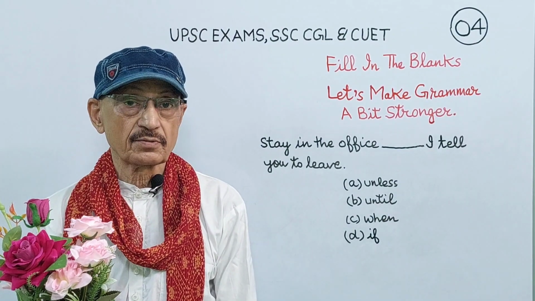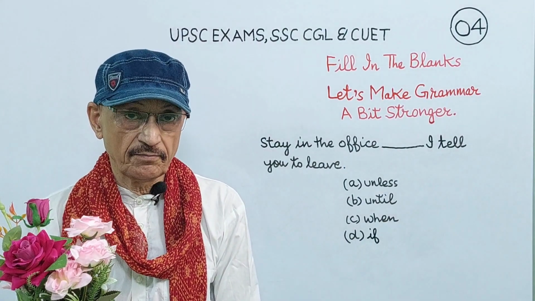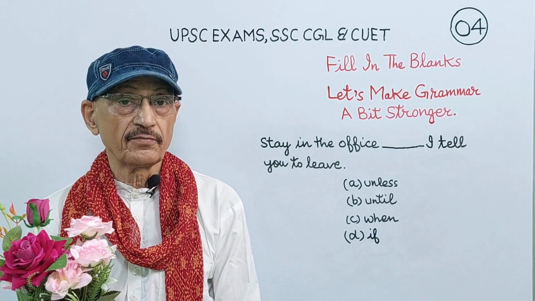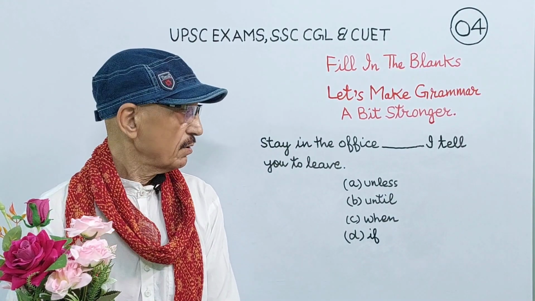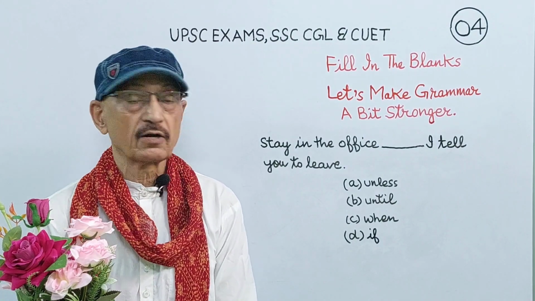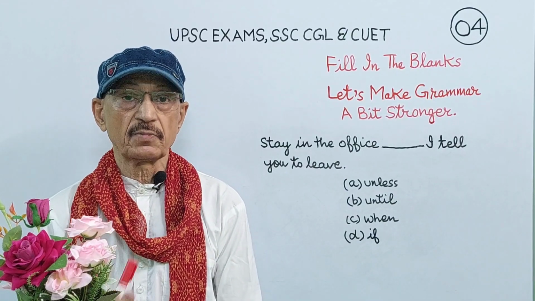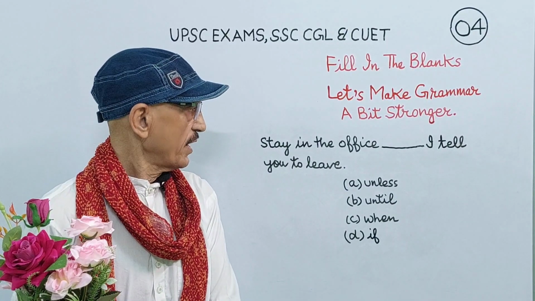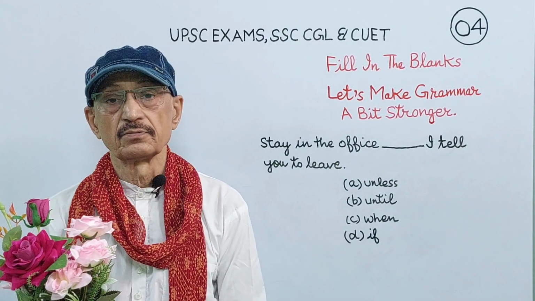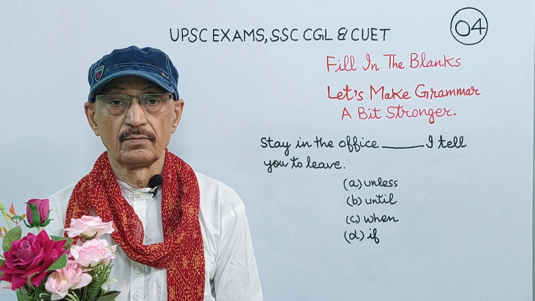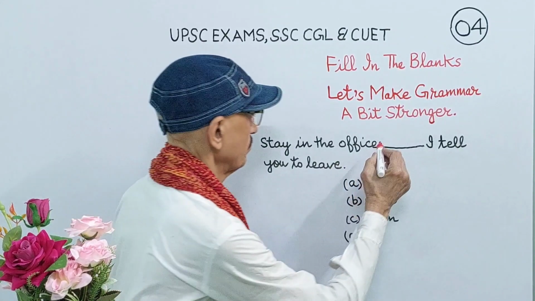Stay in the office, blank space, I tell you to leave. There is a group of 4 alternative conjunctions here. These conjunctions are unless, until, when, if. Which conjunction will you take here to fill this blank space? Stay in the office, blank space, I tell you to leave. You should take until here.